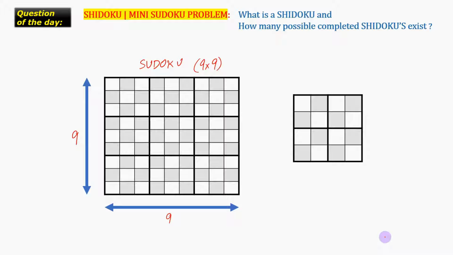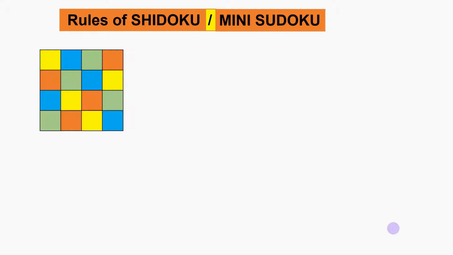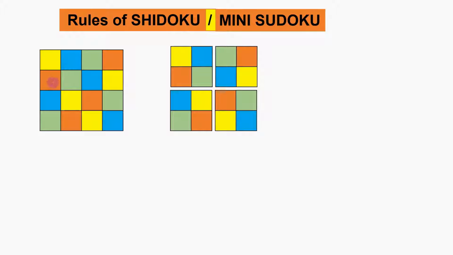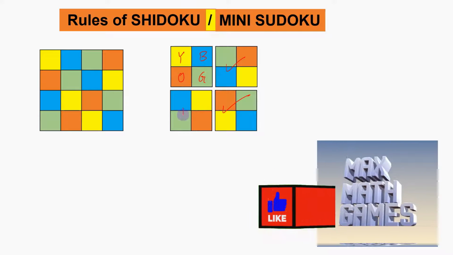And a mini Sudoku is like this, and this is of dimensions 4 into 4. So a mini Sudoku is of dimensions 4 into 4. Now let's see how many possible Sudokus exist. Now this square is a perfect square for a Sudoku. So what we do is, if we break down this original square into 4 smaller squares like this, then you observe that in each smaller square there is a yellow square, a blue square, an orange square, and a green square. And similarly for this and this square also.